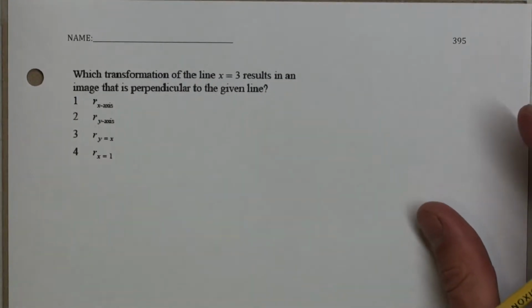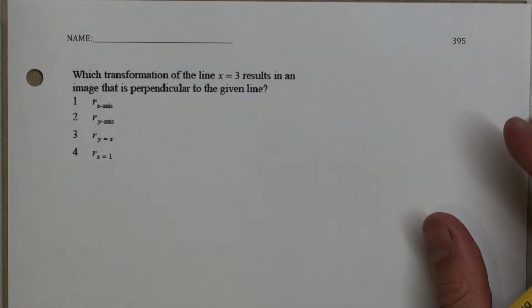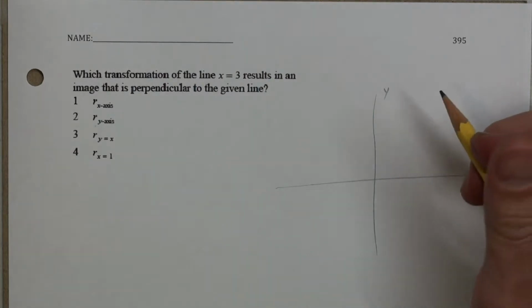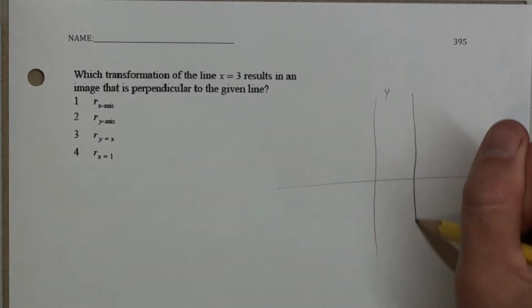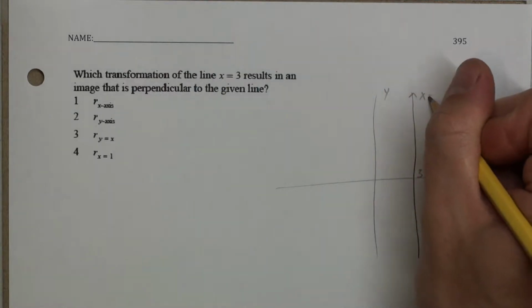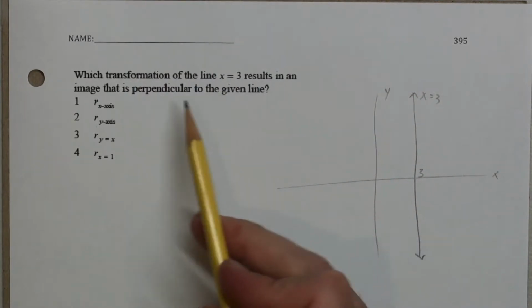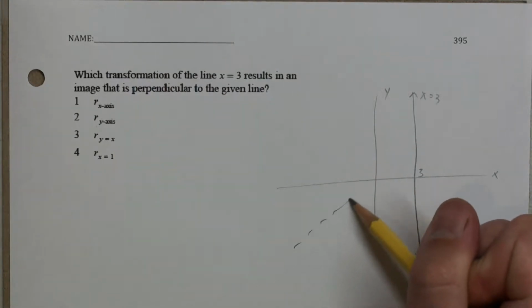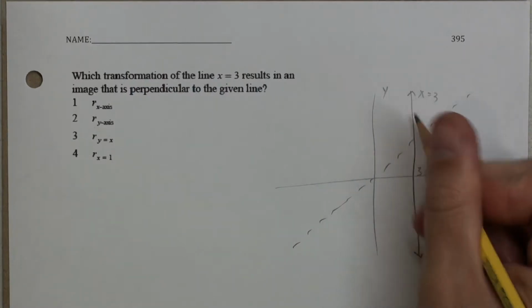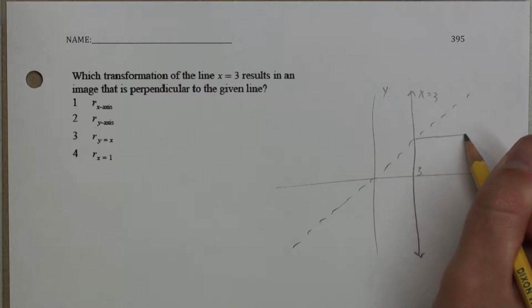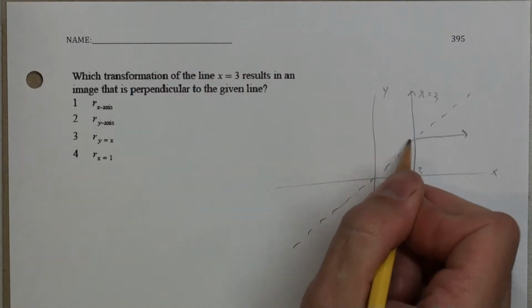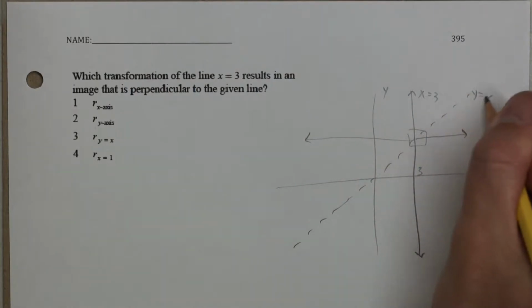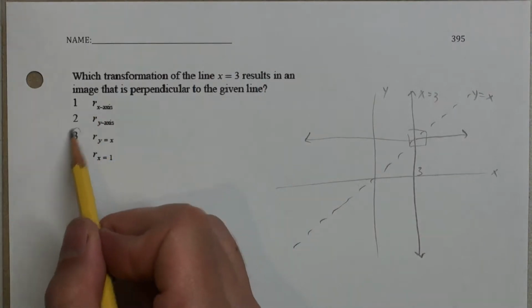395. Which transformation of the line x equals 3 results in an image that is perpendicular to the given line? Well, if we have a y-axis and an x-axis, and we have x equals 3, that would be right here. Which line would be perpendicular to this if we reflect it over the line? Think about this line, y equals x. This now would be pointing here, right? And this piece would be flipped this way. And these would all be perpendicular. And this is y equals x. So, it's 3.